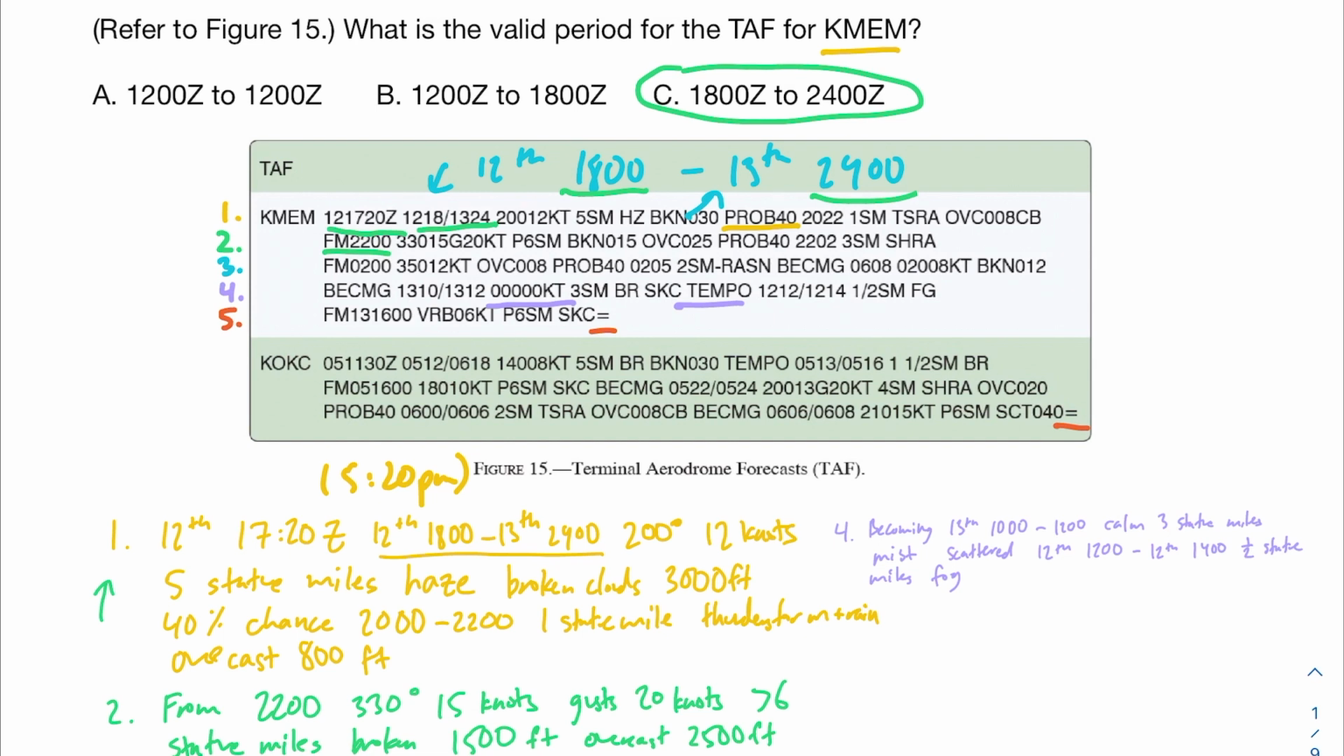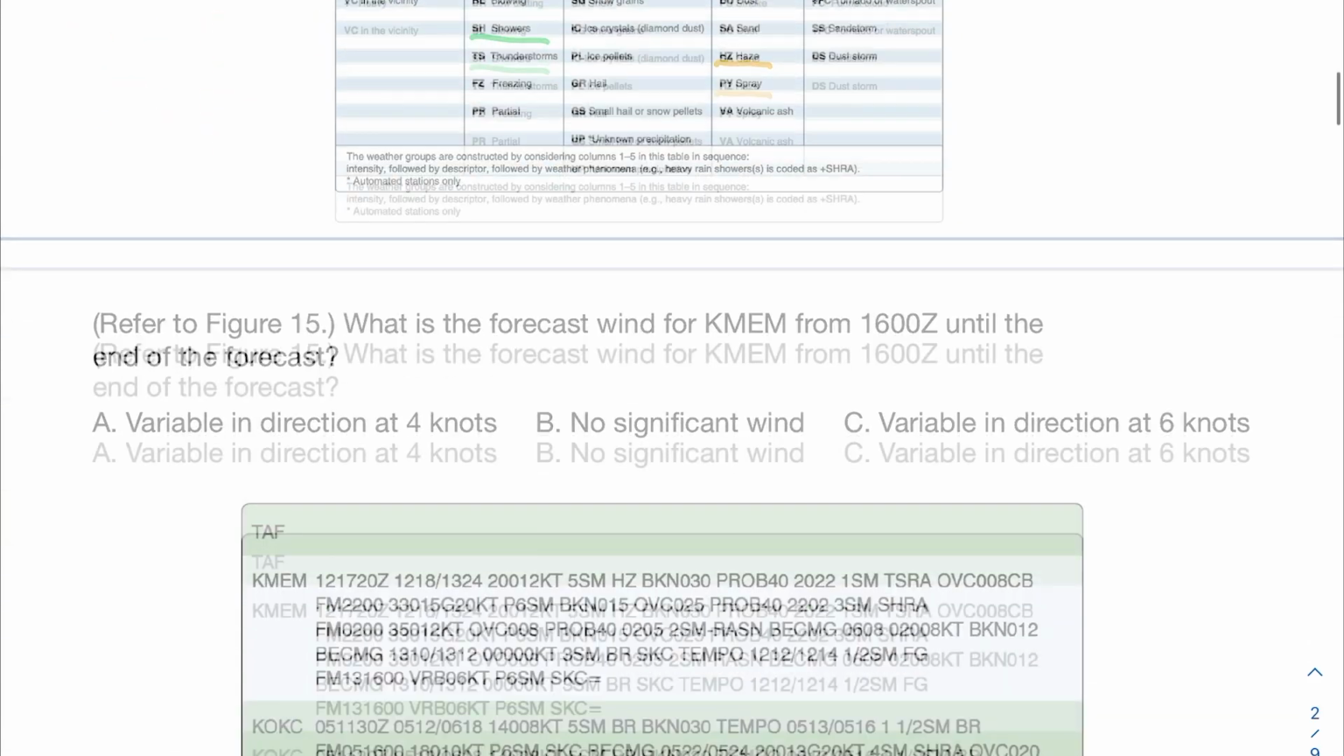These other two are incorrect. This first one would be correct if we had something like 12-12, 13-12, but that's not what we have here. And B would be true if we had 12-12, 13-18, okay? But since it's 12-18, 13-24, the correct answer is C. Let's move on to another problem.